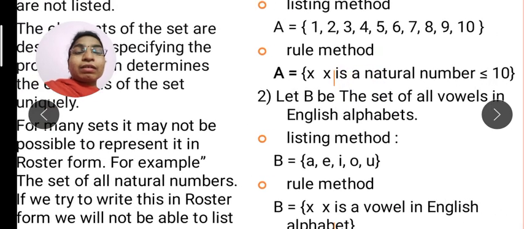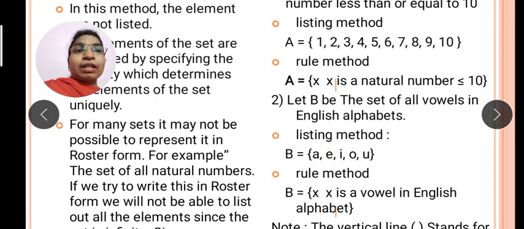What is the difference? In the listing method, elements are mentioned, and in the rule method, a specific condition, a specific property, is mentioned: that x is an element which is a natural number less than or equal to 10. Same for the next example.